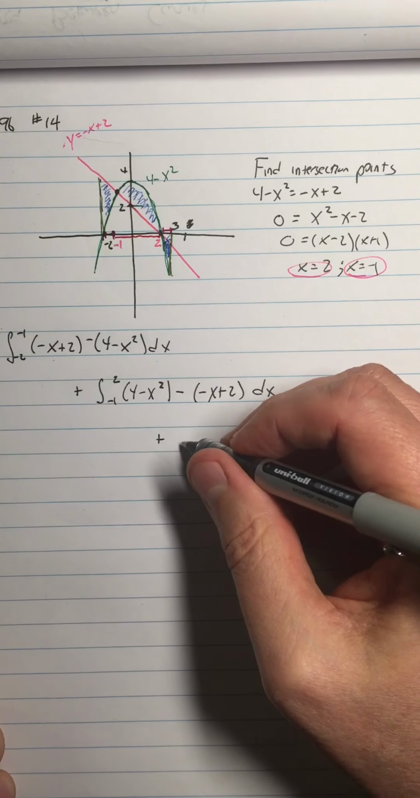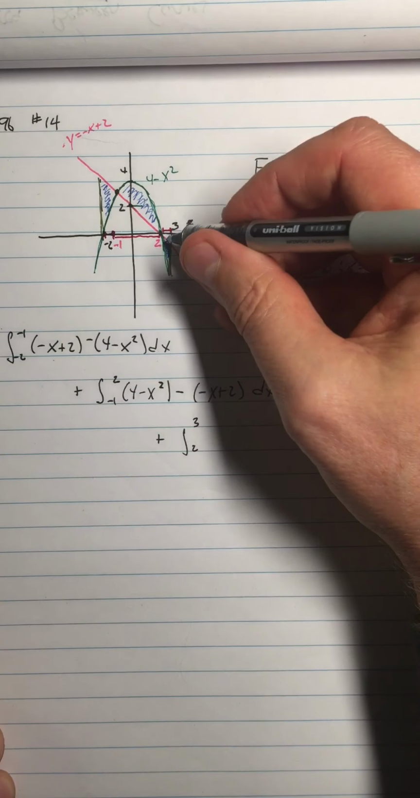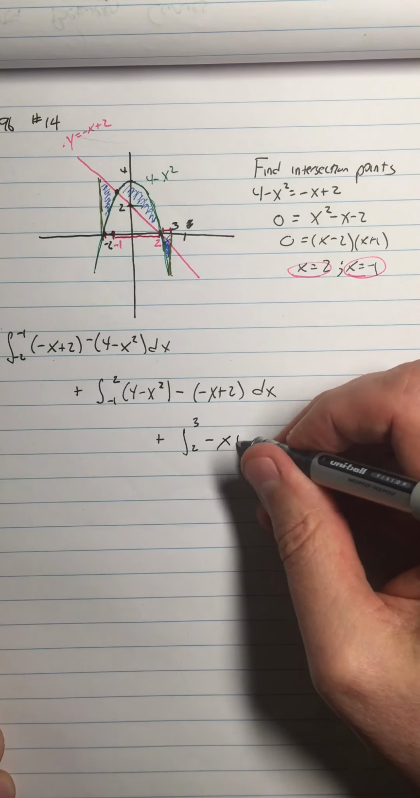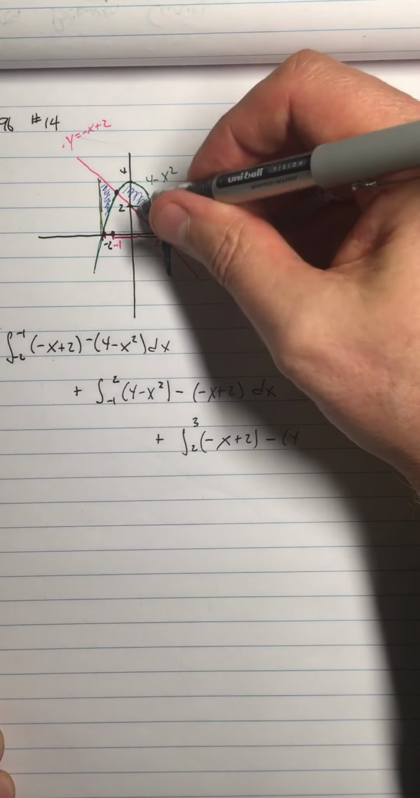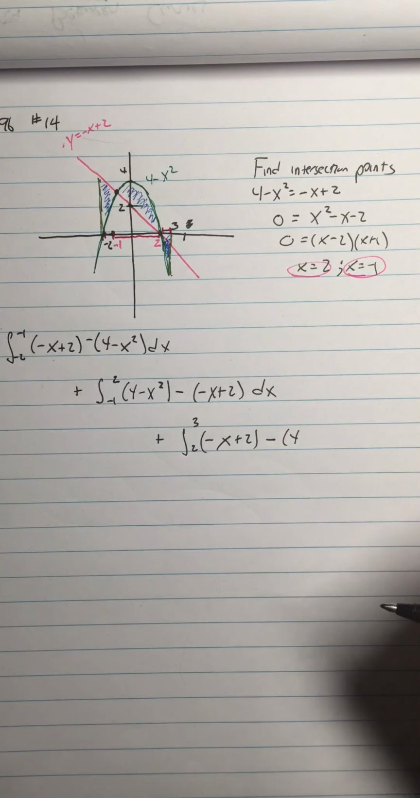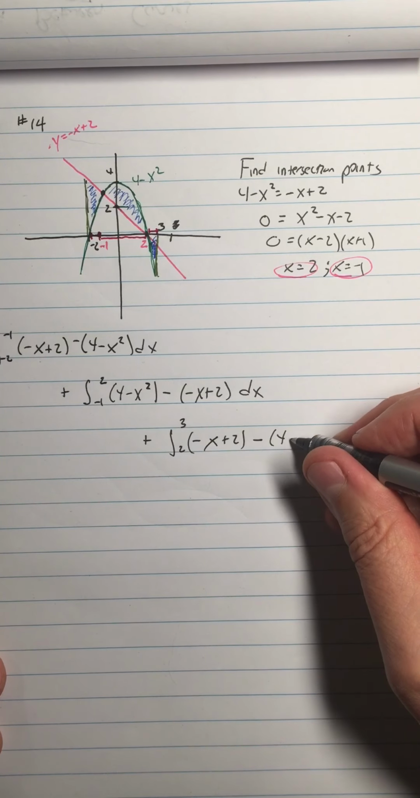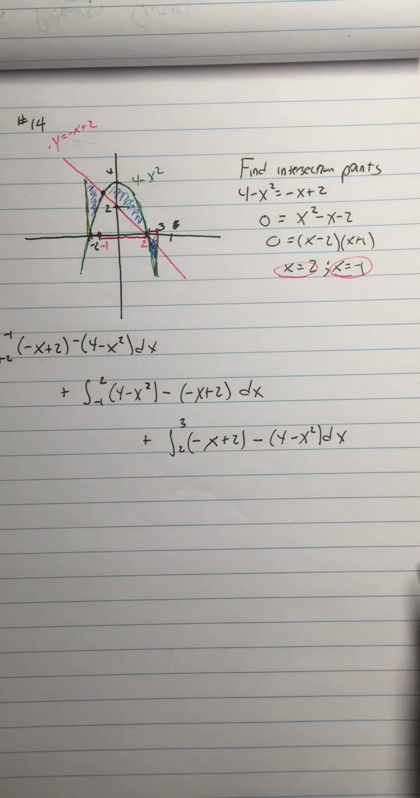And then plus the integral from our last interval, 2 to 3. This time the linear is on top and the quadratic's on the bottom. So I'm going to put the linear first: negative x plus 2 minus (4 minus x squared) dx. It's always minus because I'm looking at a difference between, and the minus really is encapsulated in the word between. Between means difference, so it means you're subtracting.